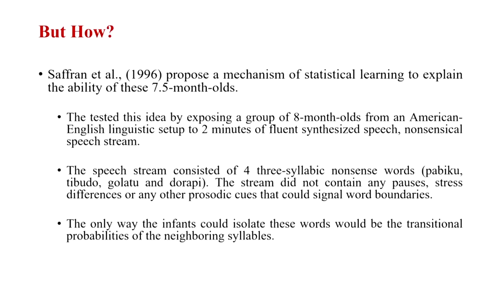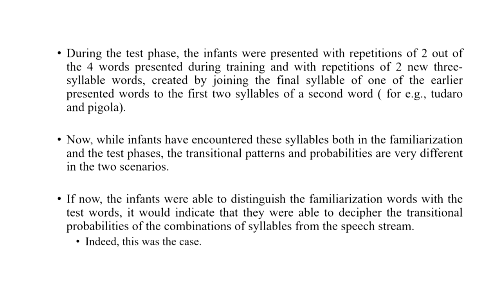When they hear pabiku, tibudo, golatu, and dorapi, they are actually hearing these coming together more frequently, with higher probability than what they have heard of tudaro coming together or pigola coming together. So the difference is, while the syllables are the same, the transitional probabilities are different. Transitional probability basically means with what probability a particular syllable follows the other.